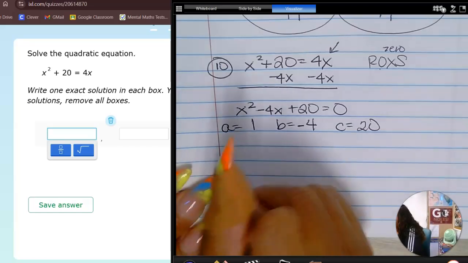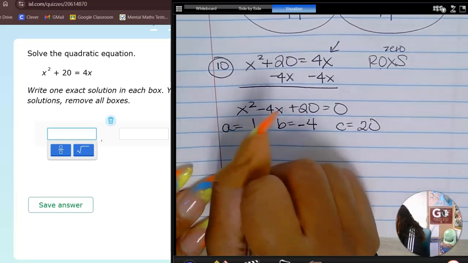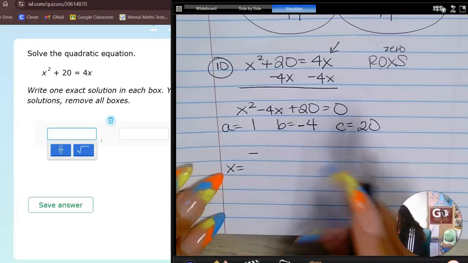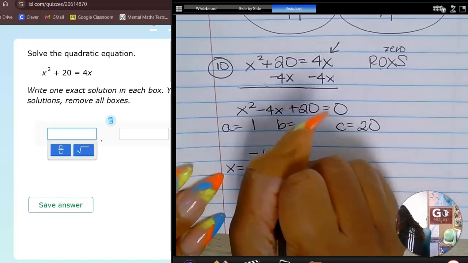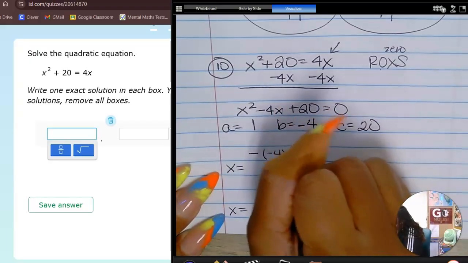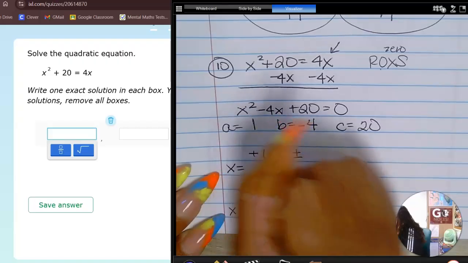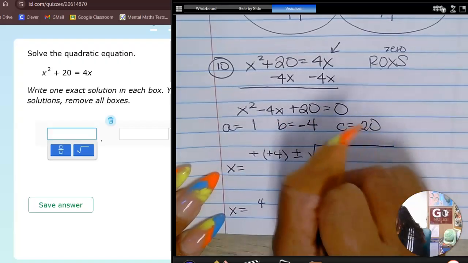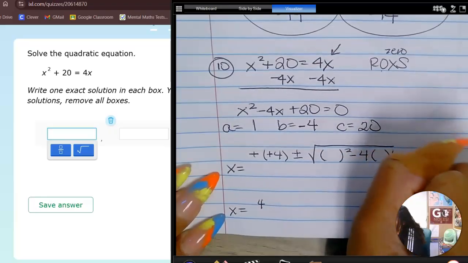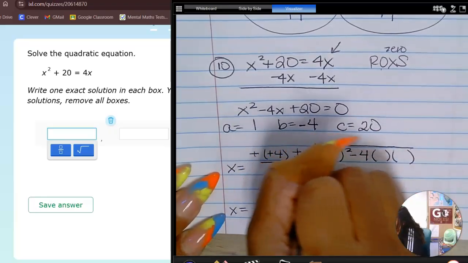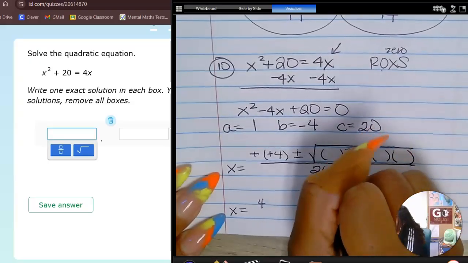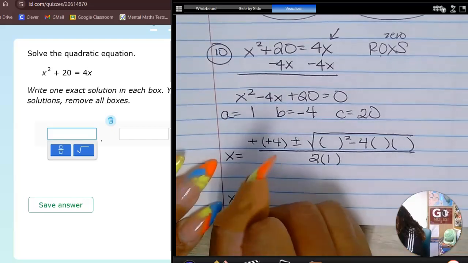Now I'm plugging it in. X equals the opposite of negative 4. What's the opposite of negative 4? Positive 4. So later on, I'm going to have a positive 4. Plus or minus, big radical, b squared minus 4 times a times c, all divided by 2 times a, which is just 1, which is just a 2.